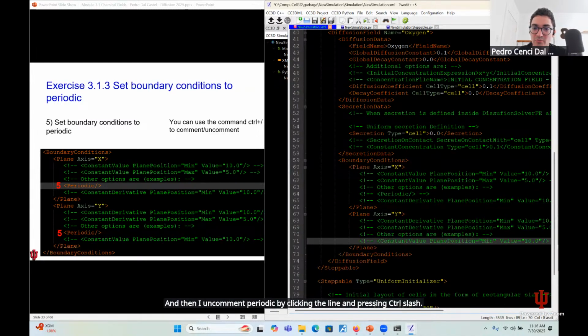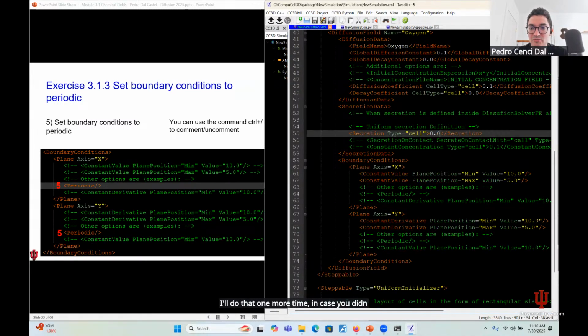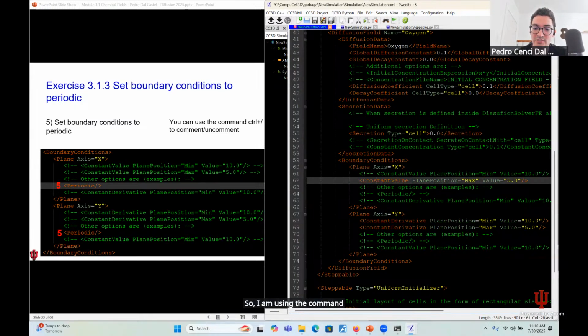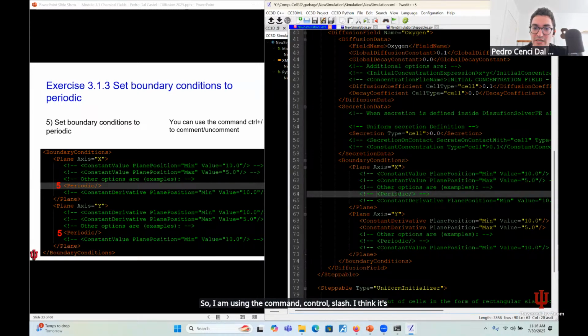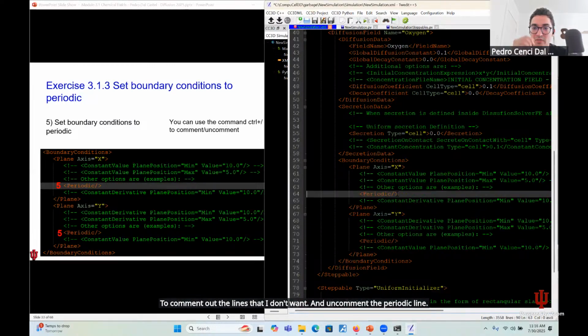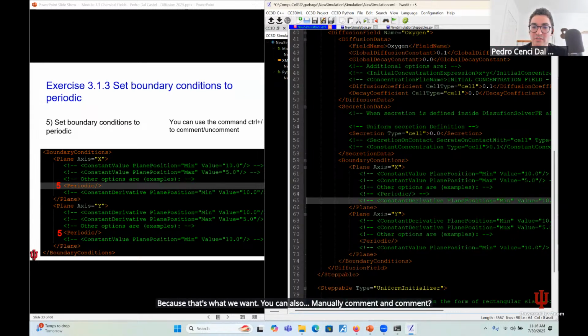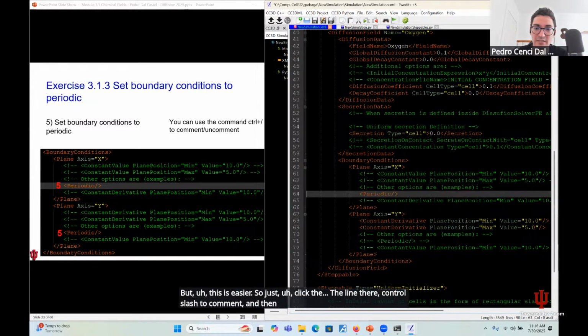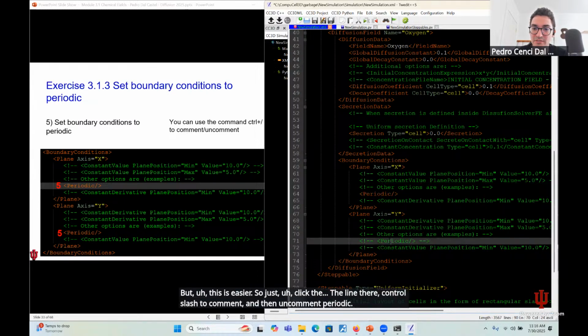I will do that one more time in case you didn't see what I do. So I am using the command Ctrl/. I think it's command/ if you're on Mac, to comment out the lines that I don't want and uncomment the periodic line because that's what we want. You can also manually comment and uncomment, but this is easier. So just click the line there, Ctrl/ to comment, and then uncomment periodic.